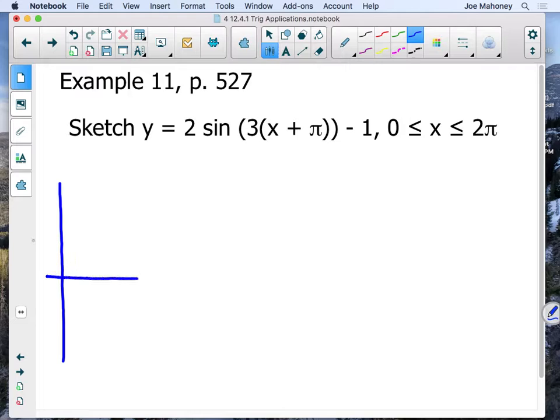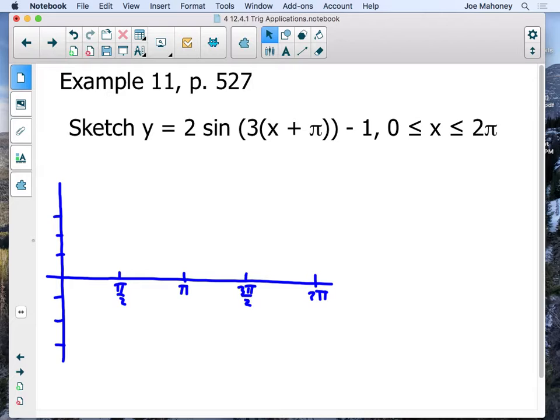So a couple things about this graph to begin with. Let me just put some tick marks on my axes maybe so I get a feel of where everything is. Let's call that 2 pi. So half of that is pi. Half of that's going to be pi over 2. The other half is going to be maybe 3 pi over 2. So that's what our graph is going to look like.